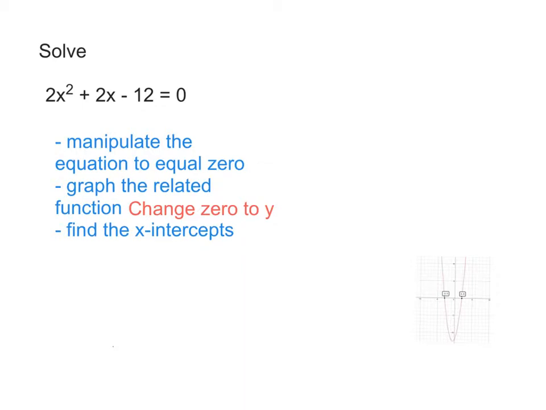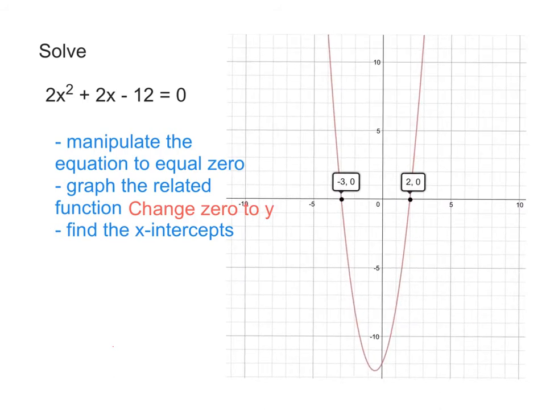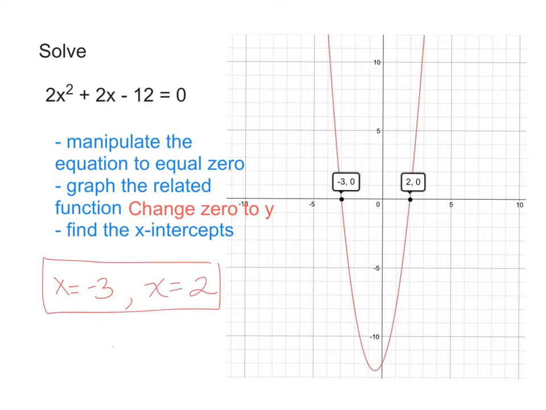So you can graph that on your graphing calculator, and you end up with a graph that looks something like this. You find those x-intercepts, -3 and 2. So that means that for this equation, x is equal to -3 and x is equal to 2. Both of those values satisfy the equation. So if you fill -3 in for x in the original equation, it'll come out to a true statement, 0 equals 0. If you fill 2 in, it'll do the same thing. They're both solutions.